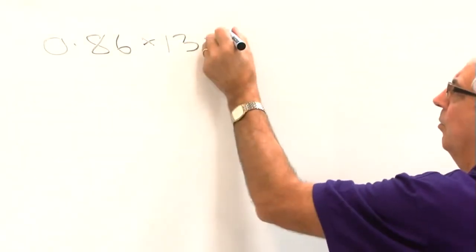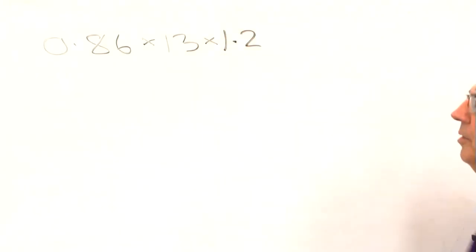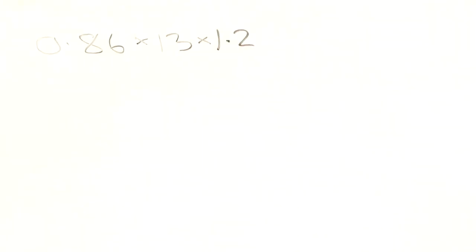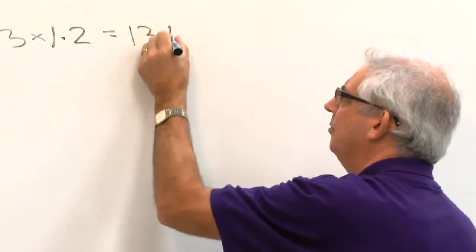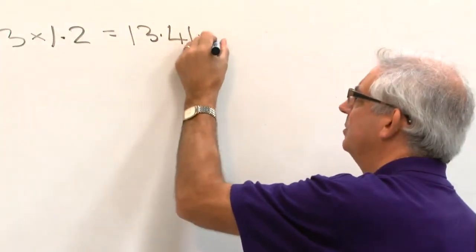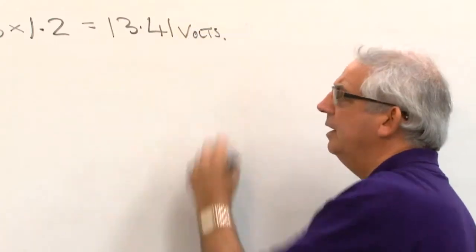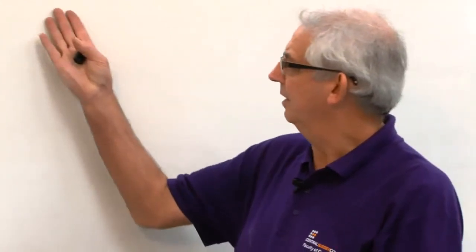Multiplied by the 1.2 for our temperature correction, that will give us a value of 13.41 volts. Now again, we know that that's too high for our circuit. We're only allowed a value of 11.5.